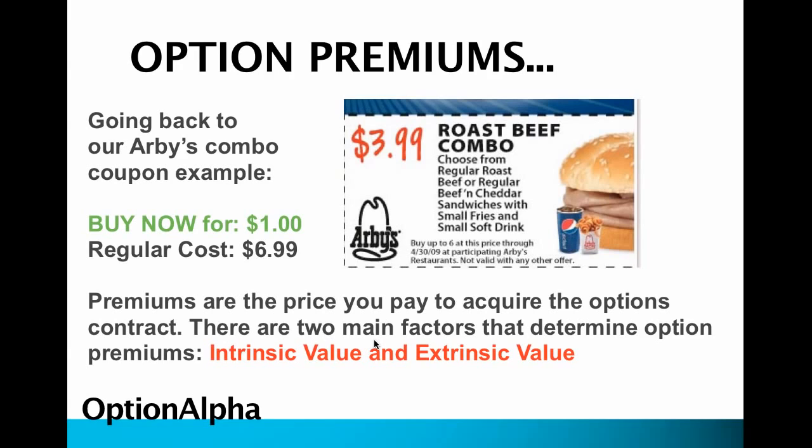There are two main factors that determine an option contract premium. Those two factors are intrinsic value, or the value it has right now, and then the extrinsic value, the value that's remaining in time decay and volatility, etc.